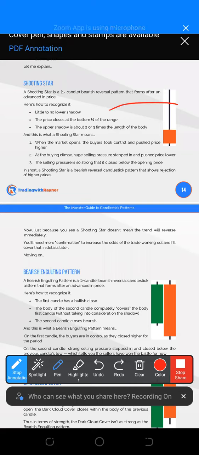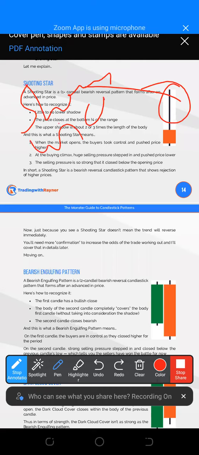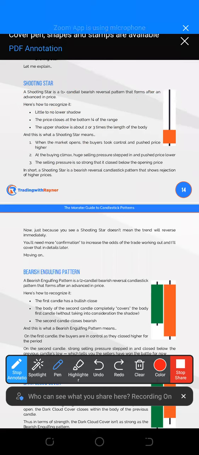Remember the last class, I said this line you are looking at, sometimes you can call it shadow, you can call it wick, or you can call it tail. Look at it here. They're actually calling it shadow. So don't get confused. It's also the same thing as wick or tail. The price closes at the bottom 1/4 of the range. That is, when you divide it into 4, it closes at 1/4 of the size of that candle.